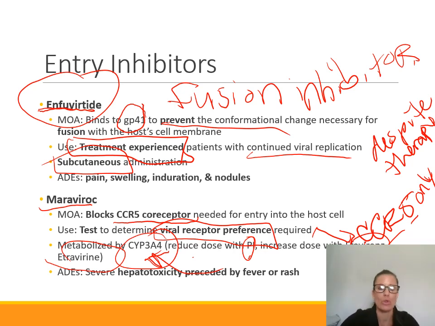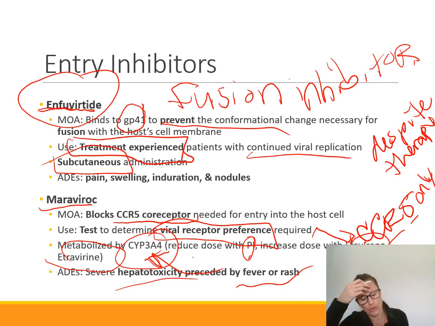Adverse drug effects include severe hepatotoxicity that's typically preceded by fever or rash. That's important for you to look out for and for the patient to look out for, to know that if they have a fever and a rash they need to come present to you, because that could be followed by the hepatotoxicity. Now, that severe hepatotoxicity is rare in general. The Maraviroc is relatively well tolerated, but of course, it is still important to look out for the hepatotoxicity and to monitor LFTs, so that you can catch it early and stop the Maraviroc.